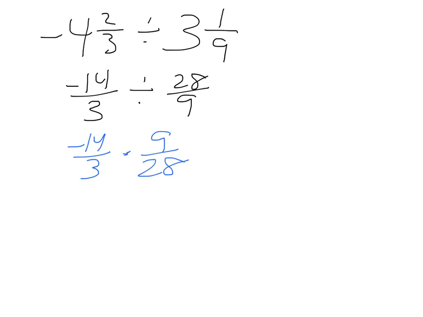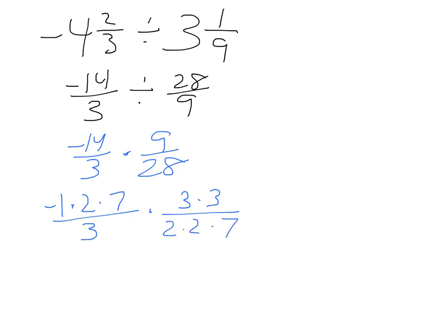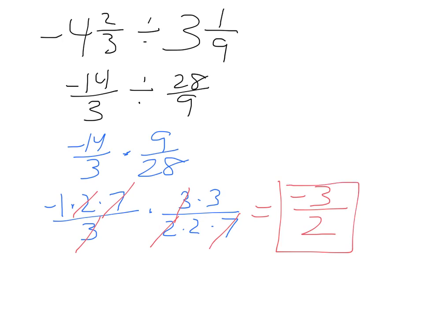If I want to prime factor this now, the prime factorization of negative 14 would be negative 1 times 2 times 7 over 3. This is 3 times 3 over 2 times 2 times 7. Let's see, I see a 2 canceling. I can see a 7 canceling. I see a 3 canceling, which leaves me with negative 3/2. And folks, you can leave it improper as long as we're not doing a word problem where it's not going to make sense if you say negative 3/2 feet. Then it's okay to leave it as an improper fraction.